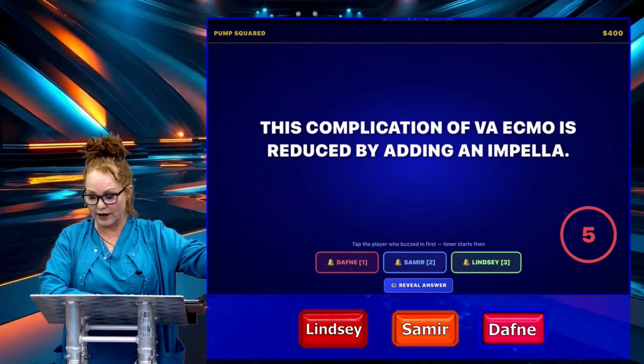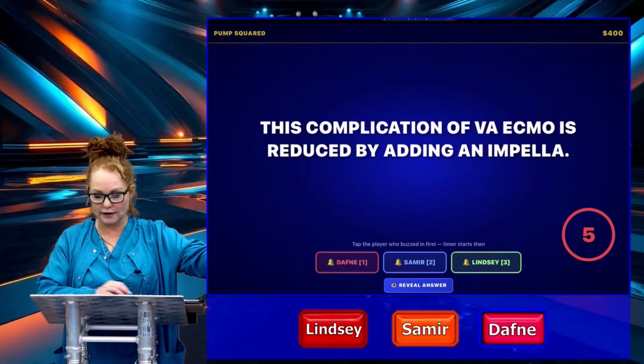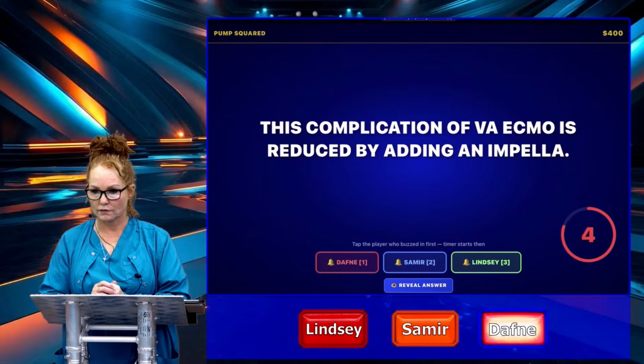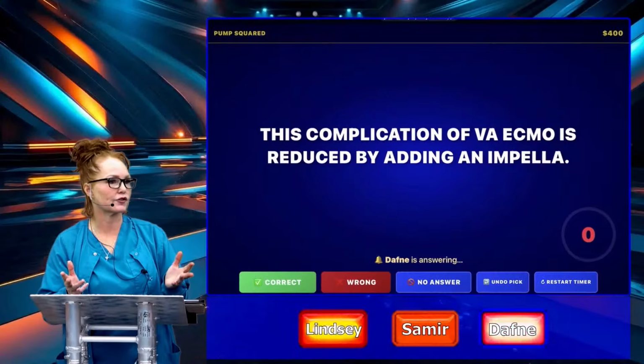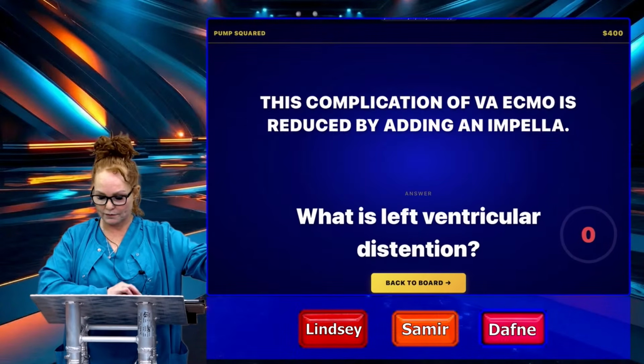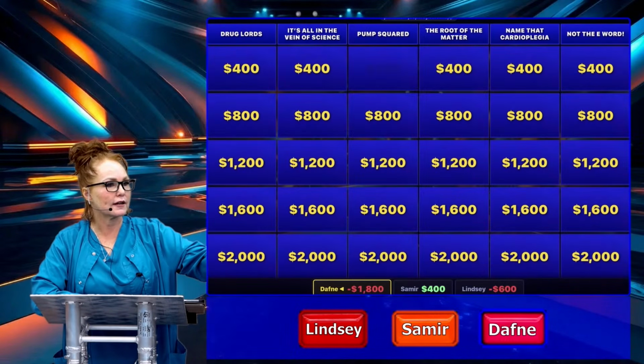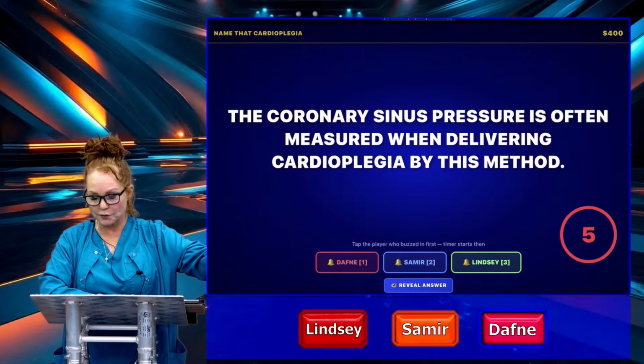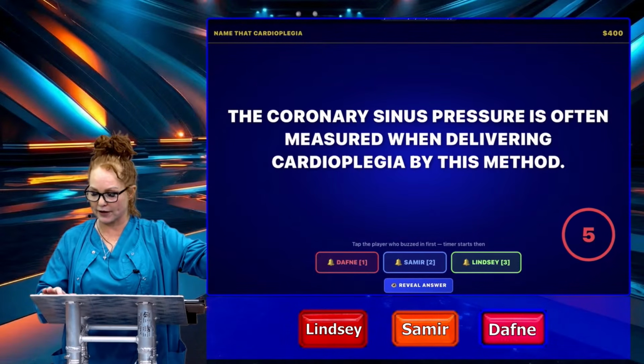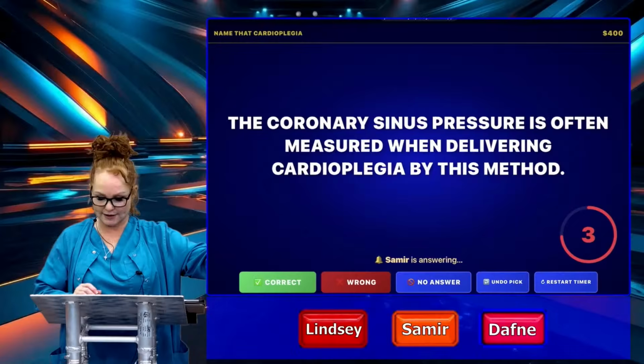This complication of VA ECMO is reduced by adding an Impella. Daphne, what is LV unloading? That is correct. It's for left ventricular distension, so yes. Daphne, let's do name that cardioplegia for 400. The coronary sinus pressure is often measured when delivering cardioplegia by this method. Samir, what is retrograde? Correct.